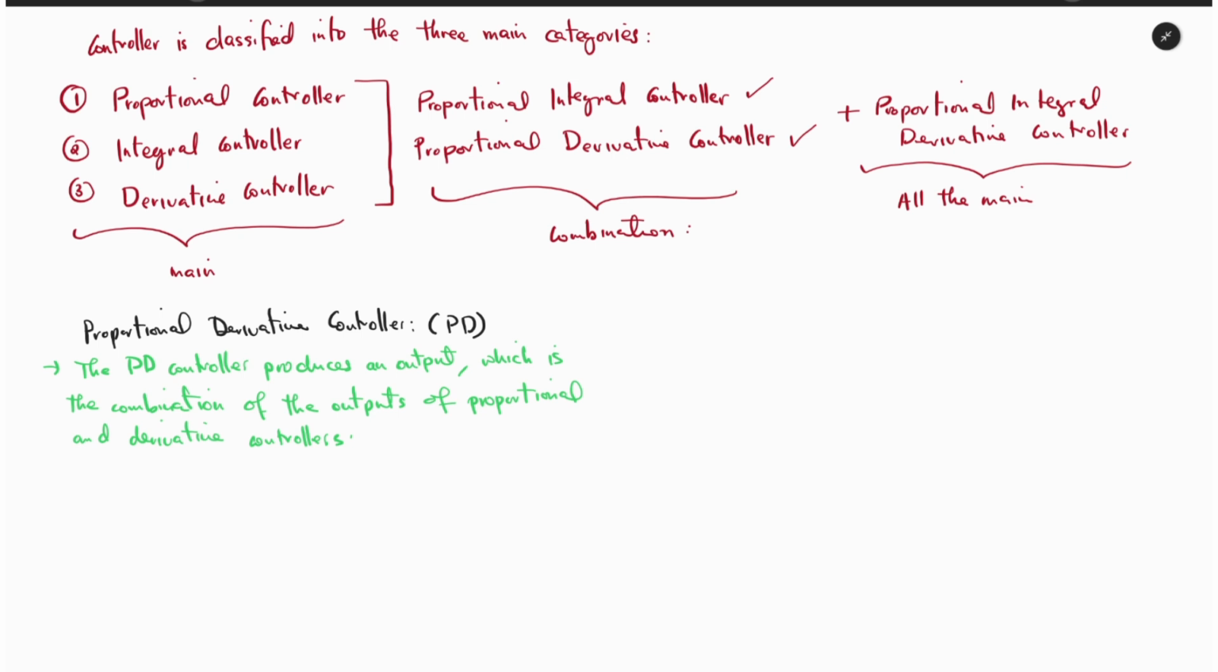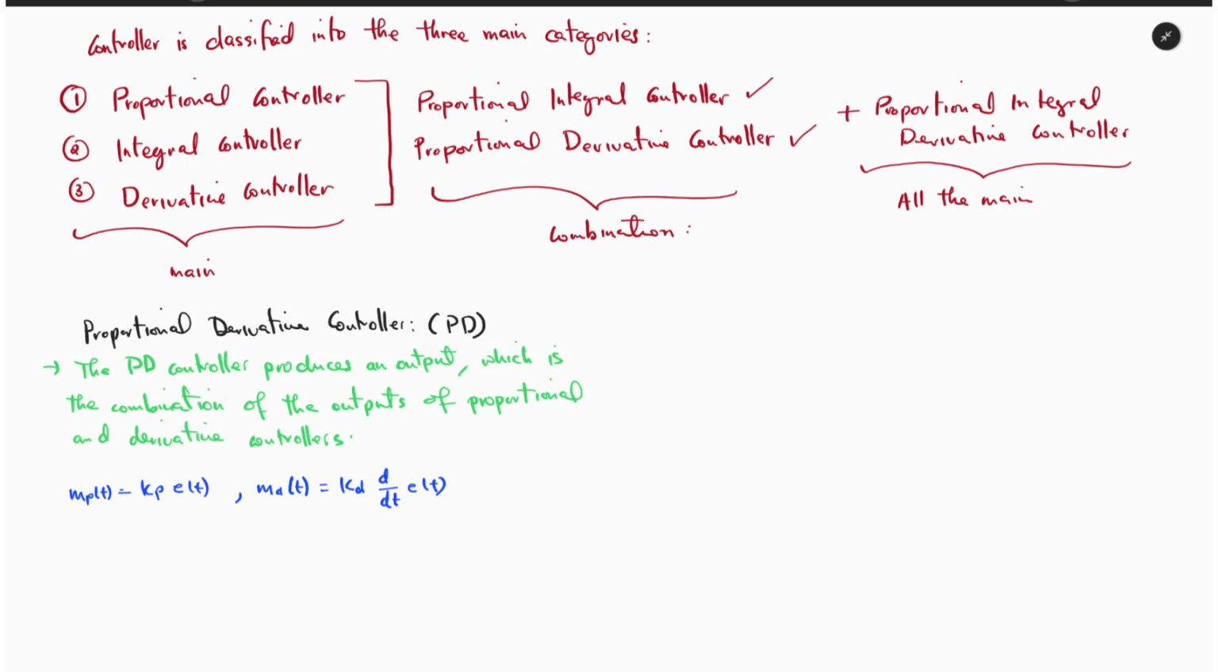In our previous video, we defined the proportional controller such that the equation is MP(t) equals KP e(t). And for the derivative controller, we know that we have MD(t) equals KD d/dt e(t). This is the equation of each of these controllers.